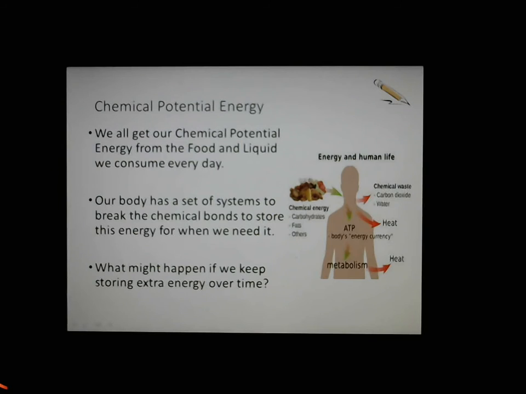So chemical energy, we get our chemical energy from food and liquid. You eat every day. You're hungry because your body needs more energy, needs more nutrients. Our body breaks apart and reforms chemical bonds to store the energy, and that is our day-to-day life. But what happens if we store too much energy? Well, it's a pretty simple process. If we store too much energy, one thing happens, we get fat. That's it. Simple as that.